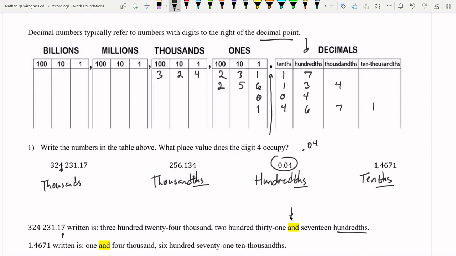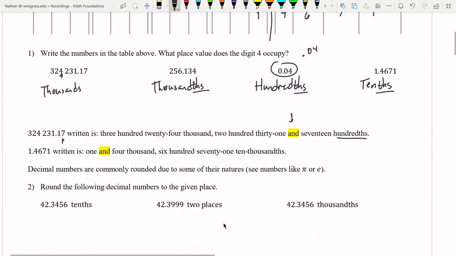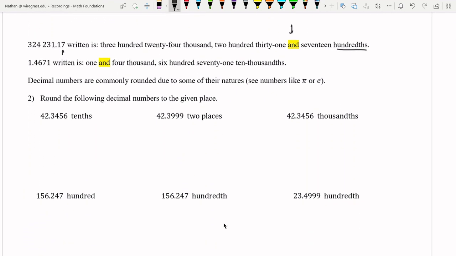Note that the word "and" is referring to the decimal point, and it's used nowhere else when you read a number. So this one, 1.4671, you're going to read that as 1 and 4,671 ten-thousandths, because this is going to be the tenths, hundredths, thousandths, and ten-thousandths slot. So that's how you can read those numbers. I think in practice, though, most people will just read it as 1.4671.